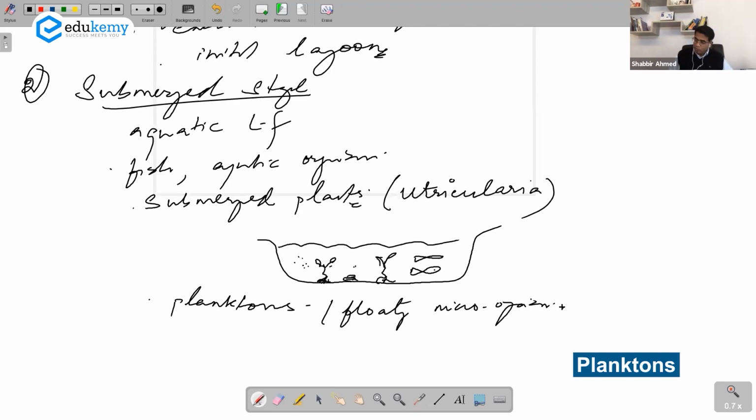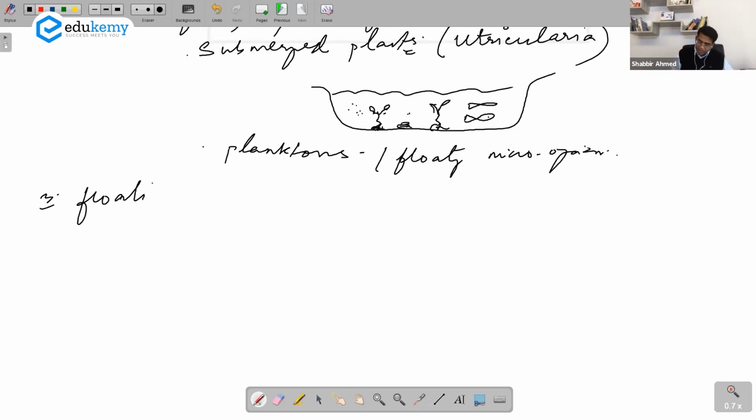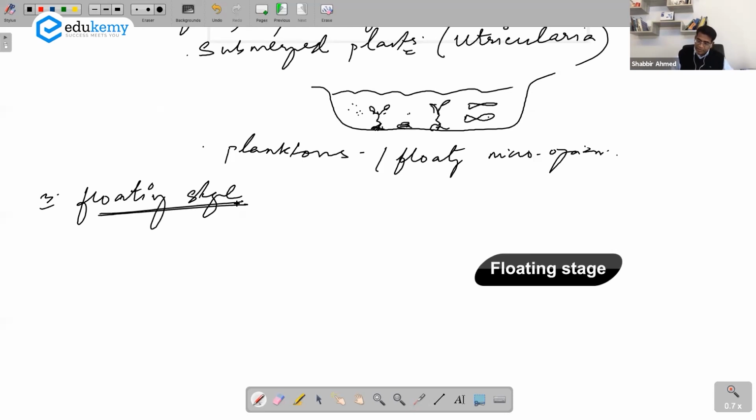Okay, shallow water तो पूरे में sunlight आ रहा है ना? It's a shallow one, not a very deep one. Aquatic life form, and remember, it's shallow. So yes, sunlight definitely is there in the photic zone. Then we will have the floating stage. Now the plants will start coming out.